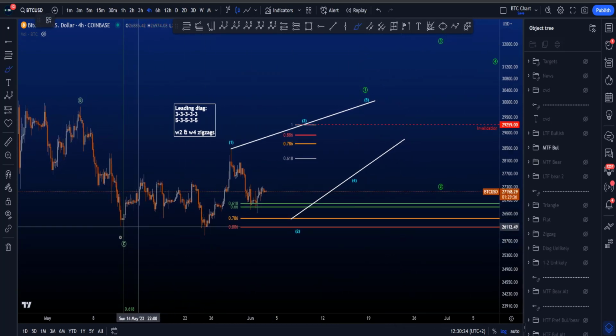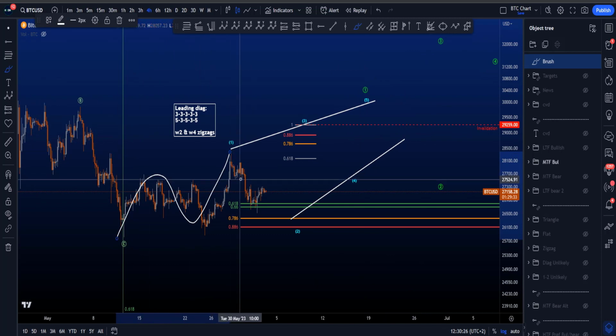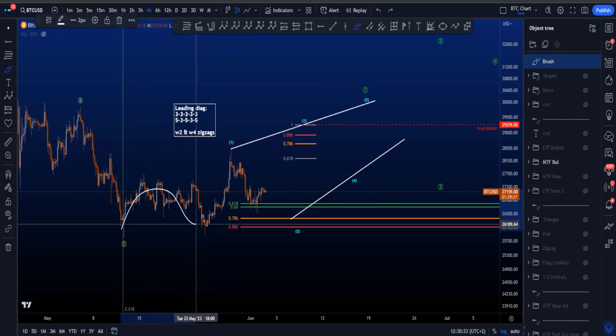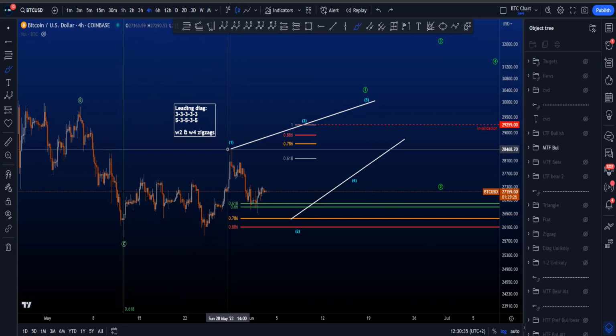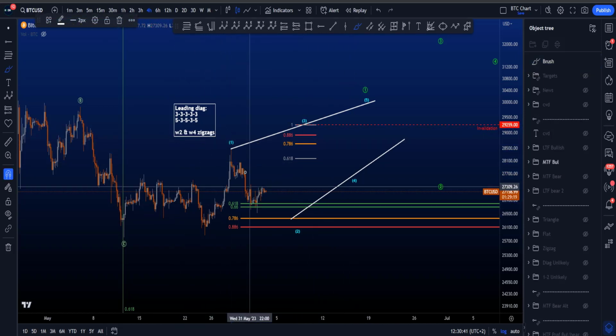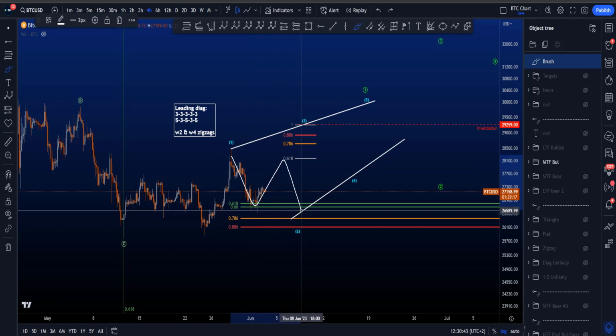So in this scenario, we then have a 3-wave in a wave 1, and the leading diagonal can be all 3 waves or a 5-3-5-3-5 scenario. But in this scenario, it's then a 3-wave structure in a wave 1. Then you expect a 3-wave structure in a wave 2, and wave 2 and wave 4 have to be a zigzag structure, which means a 5-3-5 wave move.